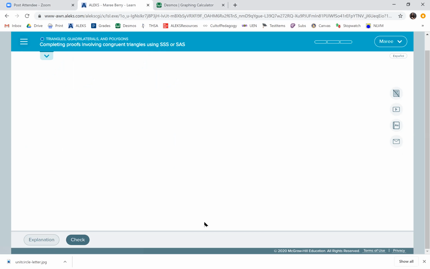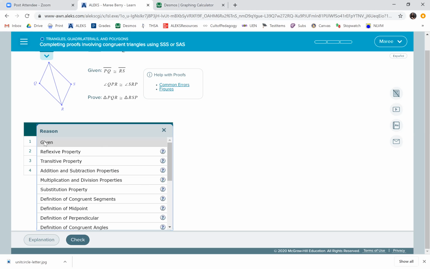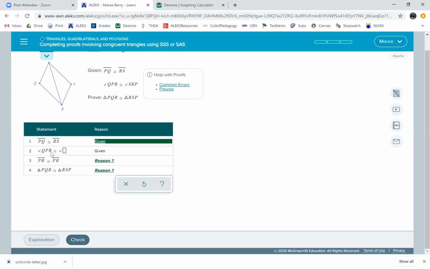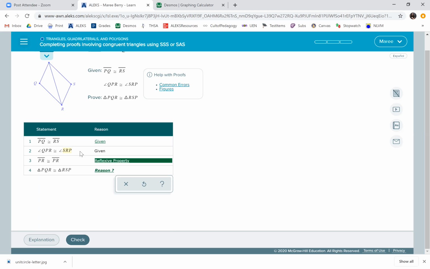I love these. All right, so PQ is congruent to RS. That is given. So we get to pick here and choose given. Angle QPR is congruent to angle SRP, and they gave it to us. Oh, and I don't have to put the caps lock on. PR is congruent to PR. The segment, we've already done this before. This is reflexive. That means it's the same. And then the two triangles are going to be congruent.